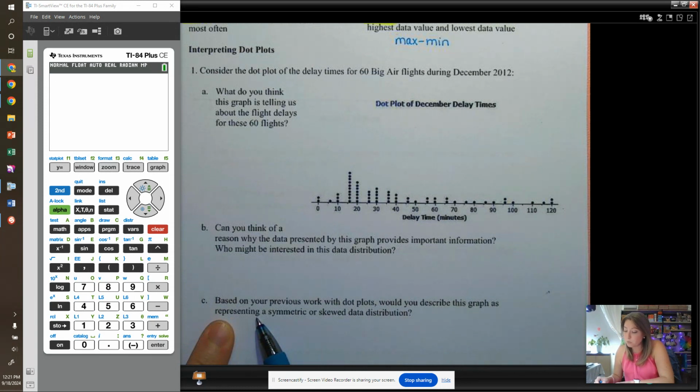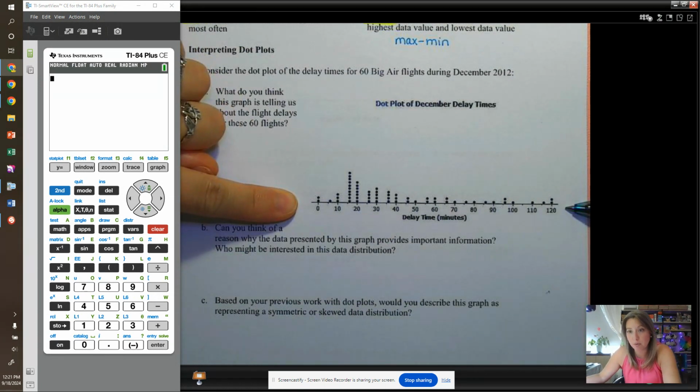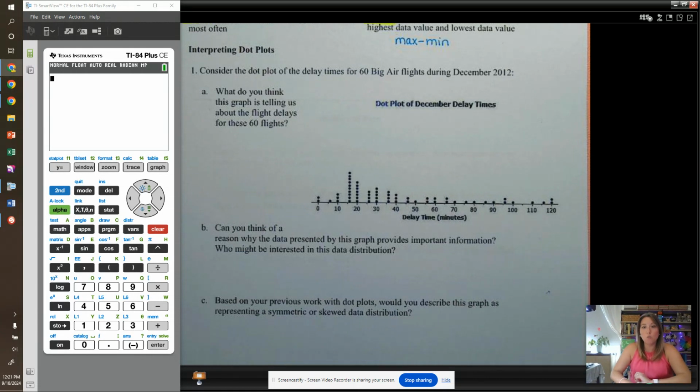Last one. Based on your previous work with dot plots, which could be nothing, this might be the first time, but just consider any previous information. Would you describe this dot plot as representing a symmetric or a skewed data distribution? And this might be the first time we are visualizing that, so that might take a second. But I want you to pause this and analyze these 3 questions using this dot plot, okay? So pause it right here. When you come back, we will talk about what I think the answers to these 3 questions are. Okay, see you in a sec.